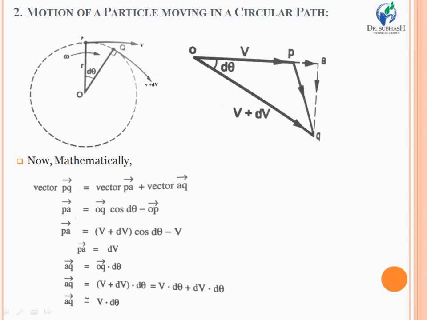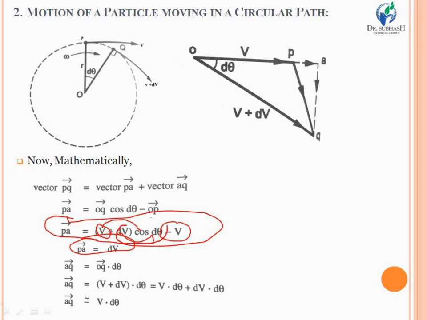So the equation for PA will become (V plus dV) cos d theta minus V, and by solving that relation you get PA equal to dV, that means the change in velocity. One more thing: whenever you multiply cos d theta with each term inside the bracket, you will find there is a minus V and a positive V. That will cancel out, but dV cos d theta will remain there.